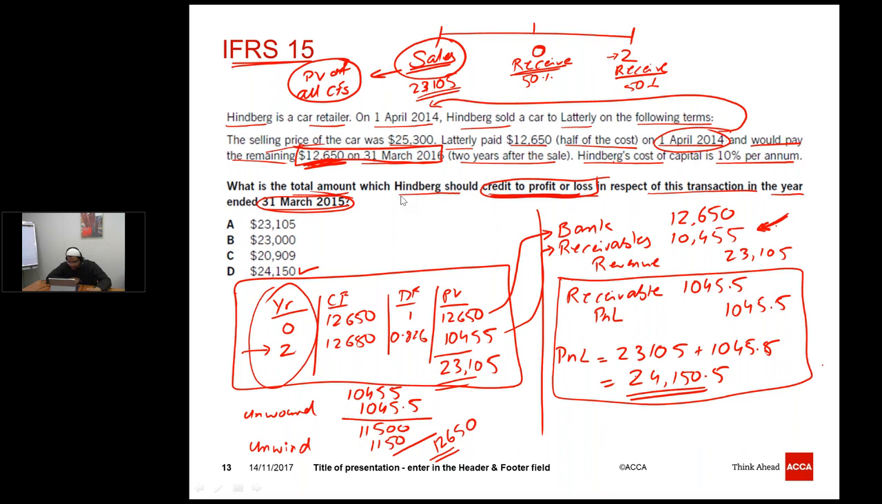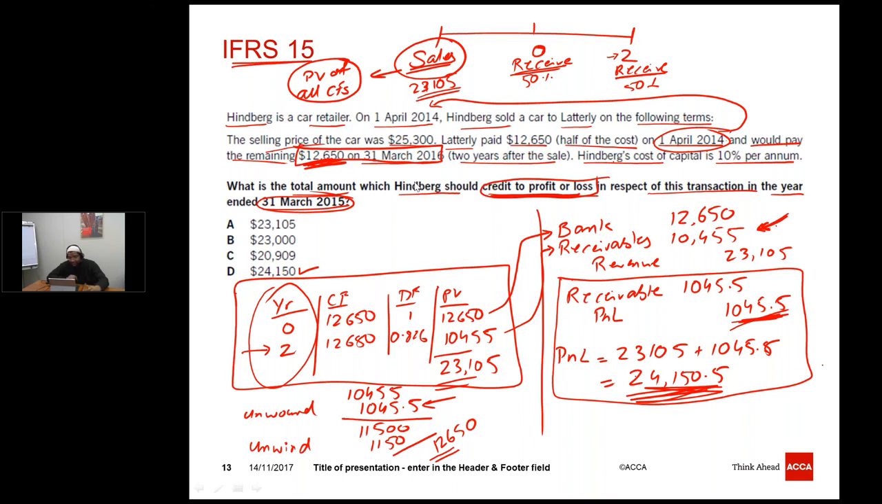Zuhaib Ali, I didn't get your question. Please repeat. Neeraj is saying, what about year 1 interest? Actually, Neeraj, this is the interest of year 1 that we have just recorded, 1045.5. This is also an income for us. So the total income would become 24150.5.